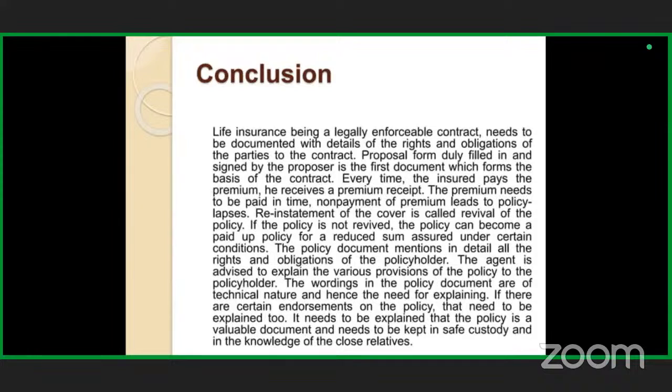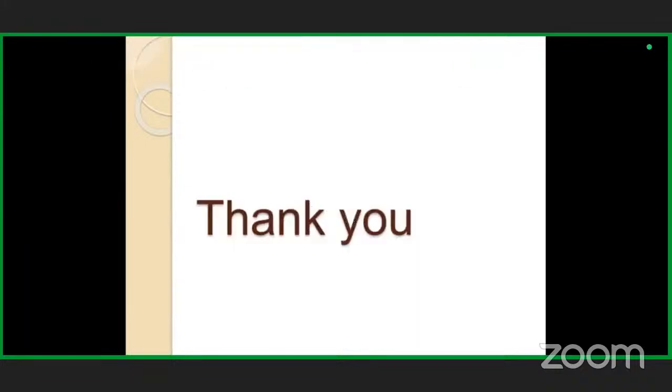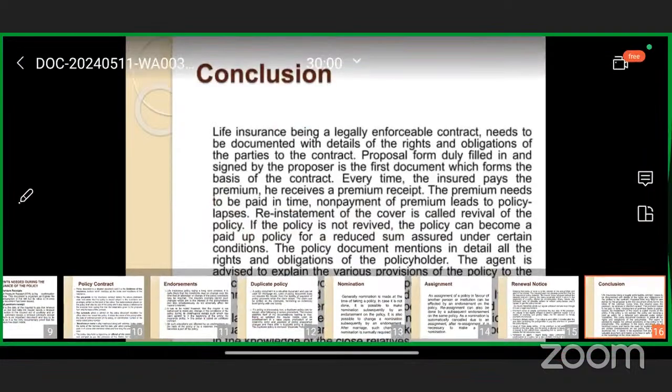The agent is advised to explain the various provisions of the policy to the policyholder. The wordings in the policy document are of a technical nature, and hence the need for explaining. If there are certain endorsements on the policy, they need to be explained too. It needs to be explained that the policy is a valuable document and needs to be kept in safe custody and in the knowledge of close relatives. This is the conclusion relating to the policy documents. So this is the information relating to the policy documents when you are taking the insurance policy.